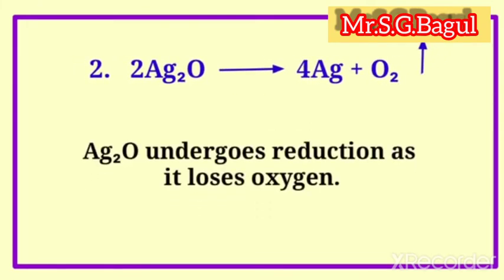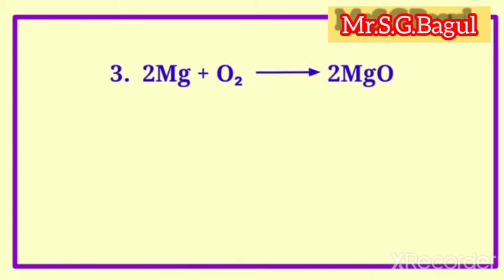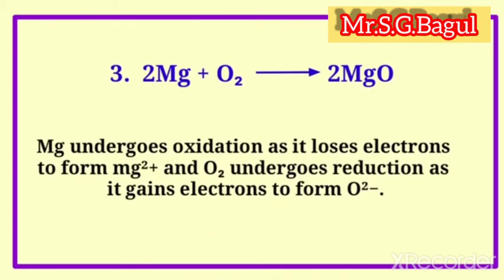2Ag2O. After reaction 4Ag plus O2. In this reaction, silver oxide undergoes reduction as it loses oxygen. 2Mg plus O2. After reaction 2MgO. In this reaction, magnesium undergoes oxidation as it loses electrons to form Mg2+, and oxygen undergoes reduction as it gains electrons to form O2-.